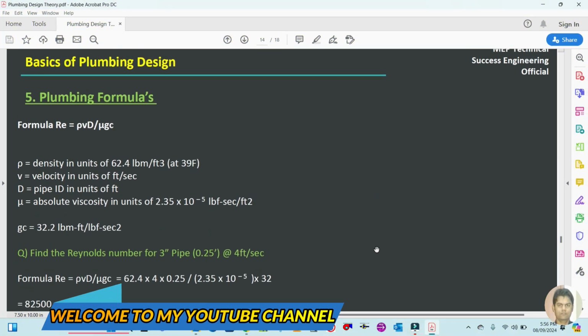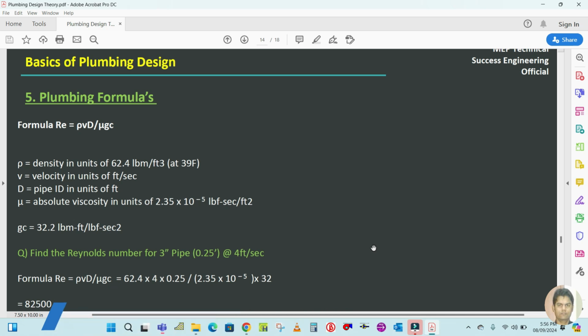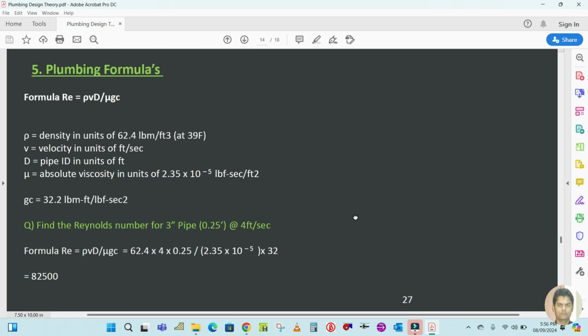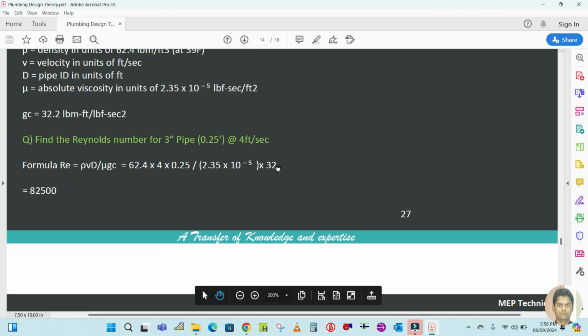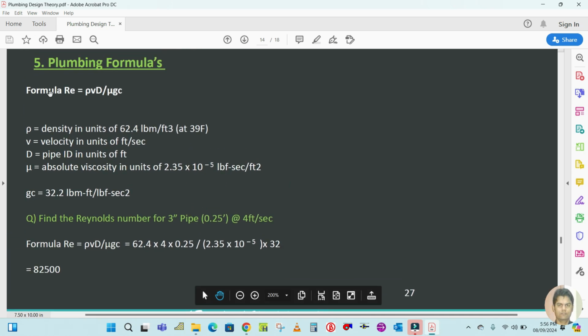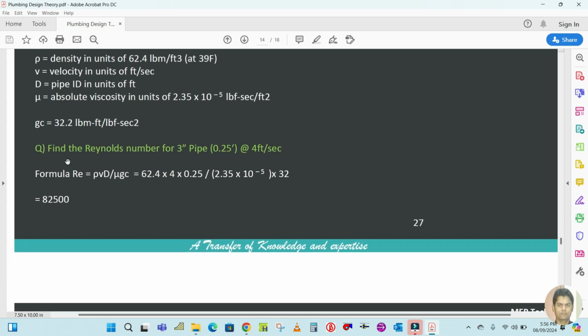So we are looking at the continuation of this plumbing design theoretical part. We have discussed so many topics. Now we are on turbulent and laminar flow, where we have to calculate the Reynolds number. There is one formula for the Reynolds number, which is Re equal to rho V D divided by sigma g_c. Okay, so here is one question.